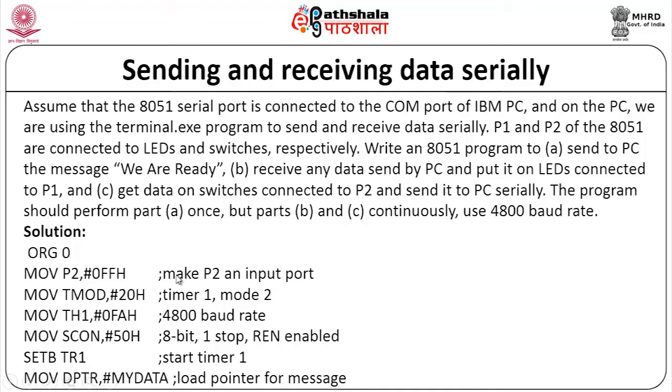Here I made ORG equal to 0, so we start with the memory position as 0. Now P2 is set as 0FFH, which makes port 2 an input port, and TMOD is set as 20H, which makes timer 1 mode 2. TH1 is moved with 0FAH, which in turn makes the baud rate 4800, and SCON is set with 50H, which makes 8-bit, one stop bit, and enables serial communication.